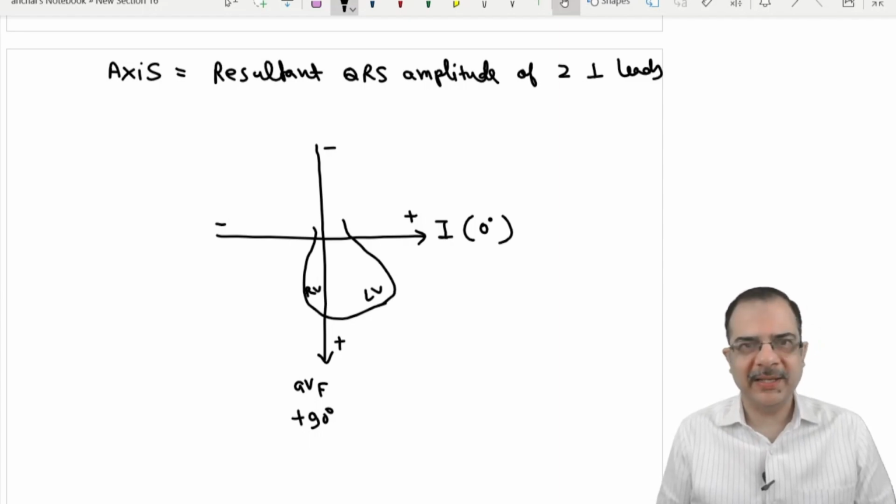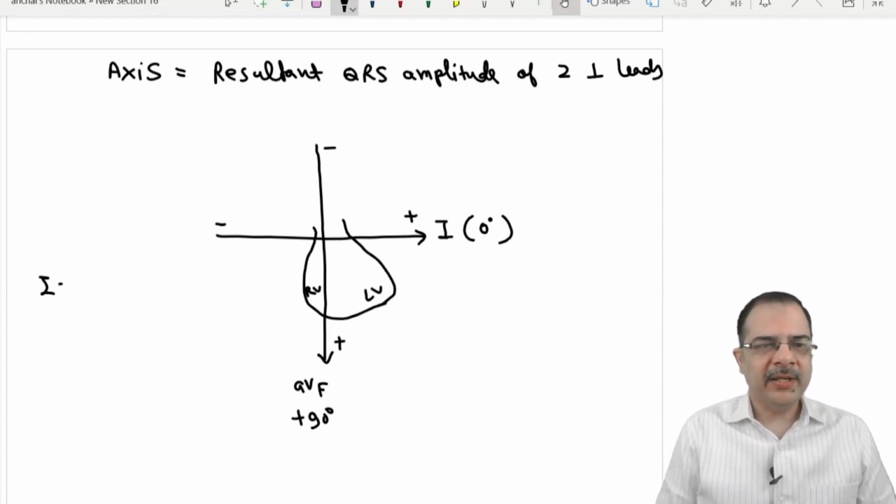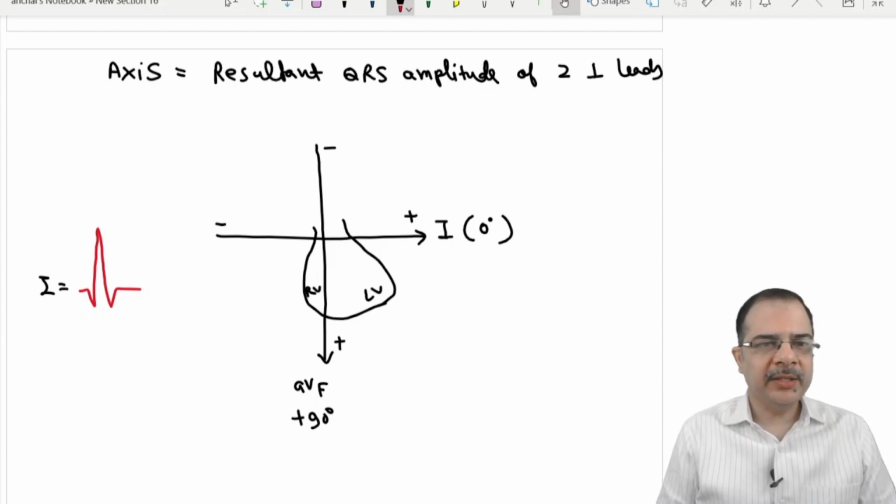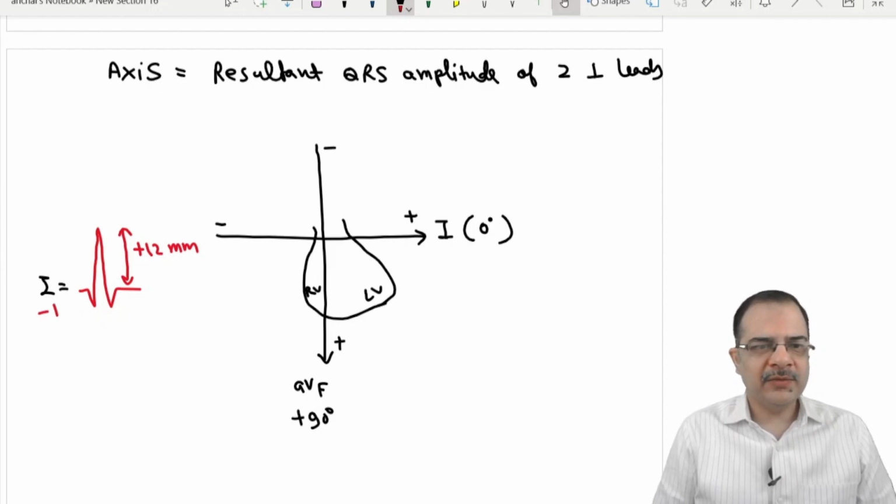For example, let's take an example. Say lead 1 is showing QRS amplitude like this. This is a QRS amplitude of lead 1. So what you have to take? You have to take the net. For example, say this is plus 12 millimeter of QRS, and there are two negative waves of minus 1 mm each. Q wave minus 1 mm, S wave minus 1 mm. So the net here will come out to be plus 10.